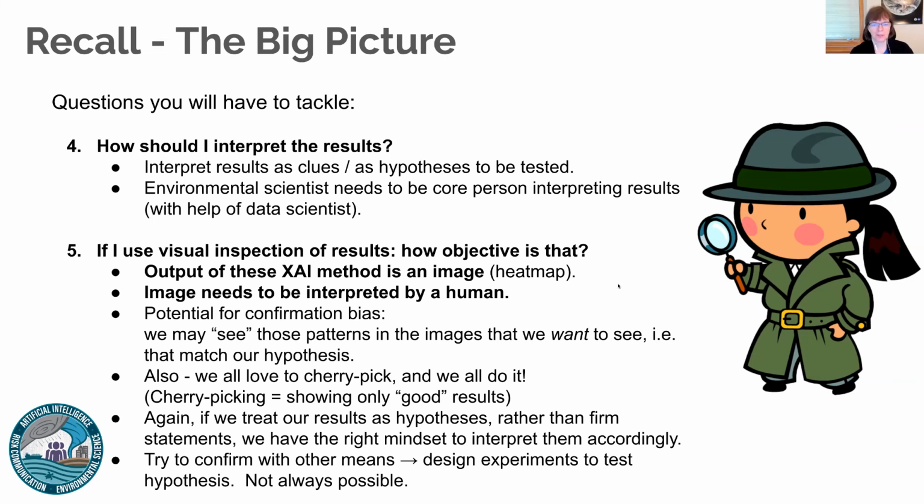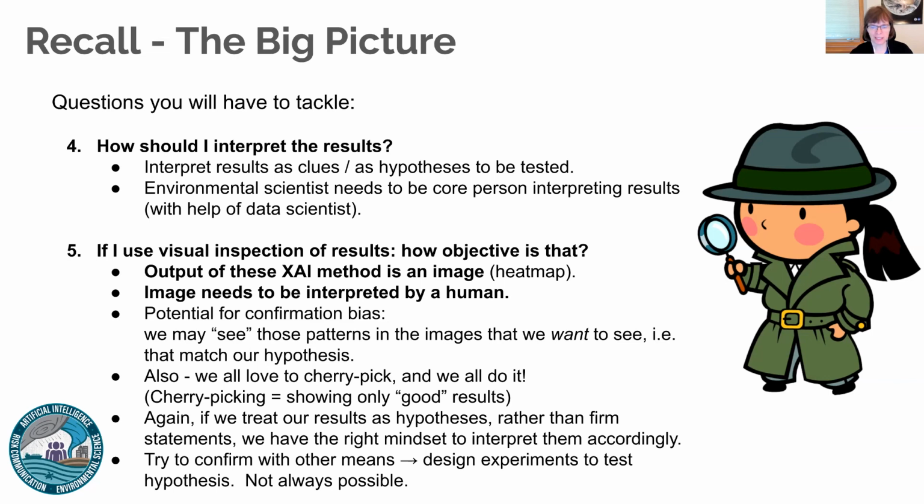Remember, the output of all of these XAI methods is an image. The image needs to be interpreted by a human. And there's a lot of potential for confirmation bias. I know that for myself, I want to see these patterns. So I have this wishful thinking that I want to see patterns, and so I see them. And then I have to really make sure that I'm not cherry picking. I'm not just taking a few samples that show these trends and others maybe don't, right?